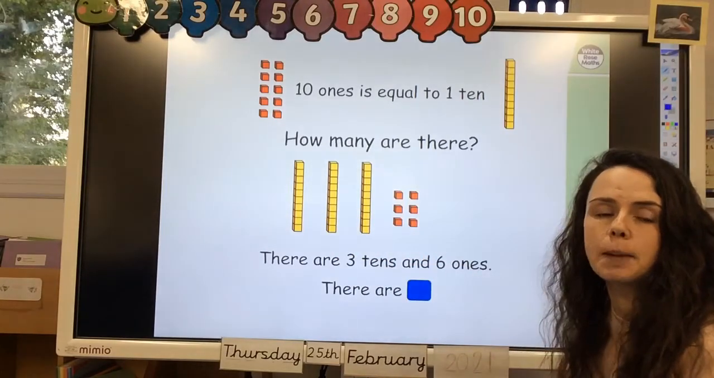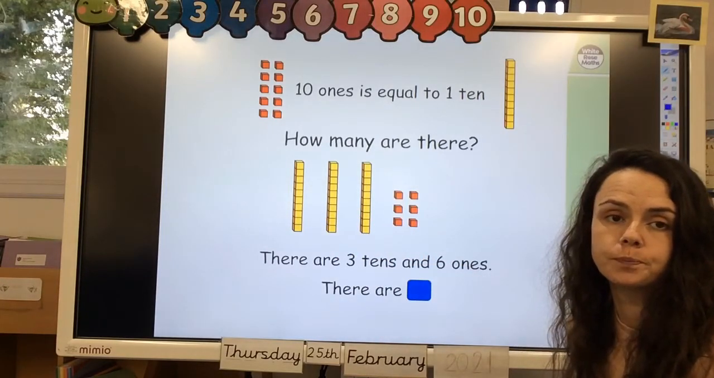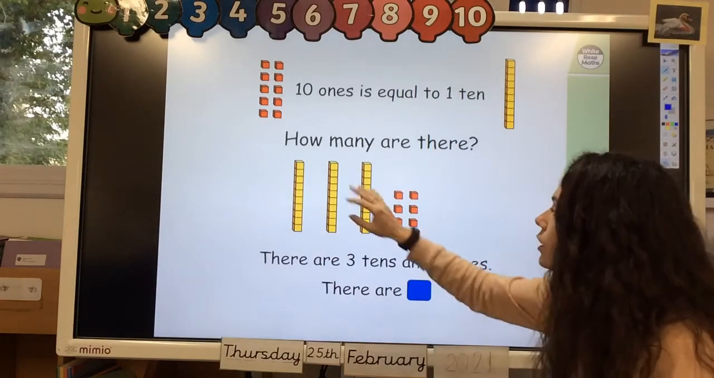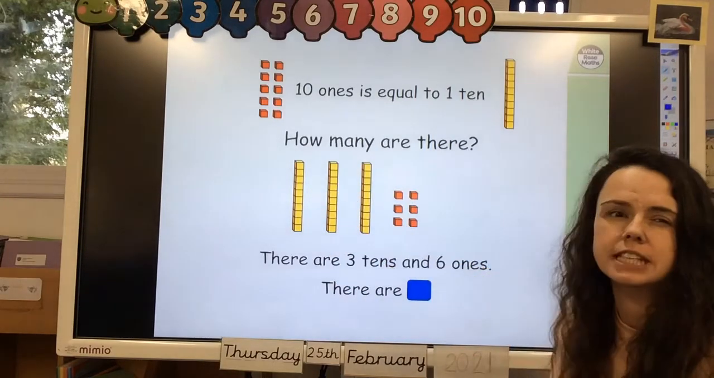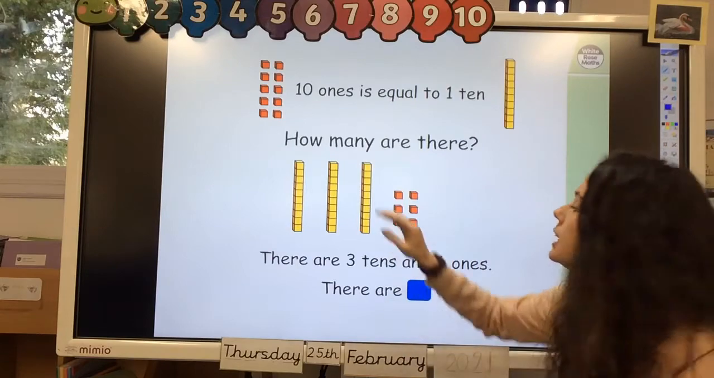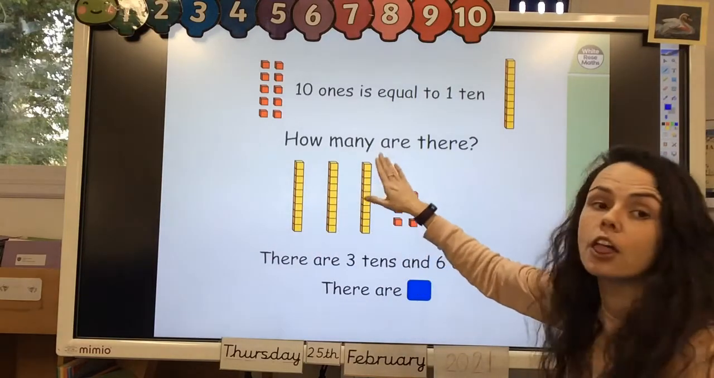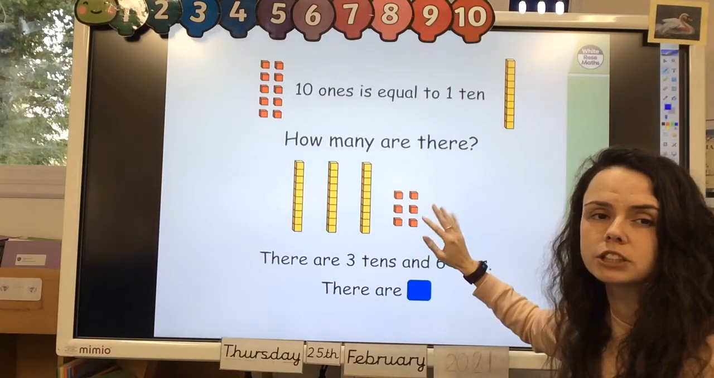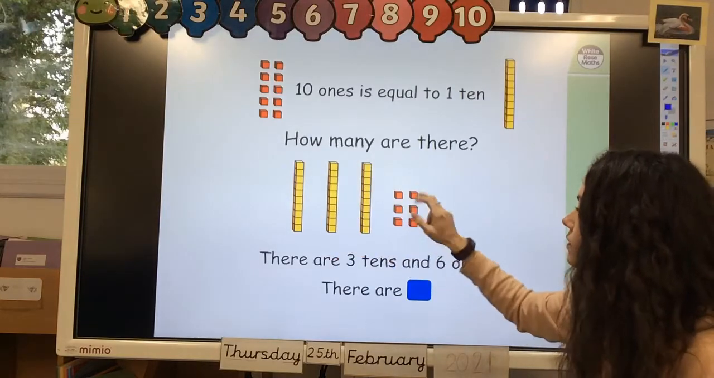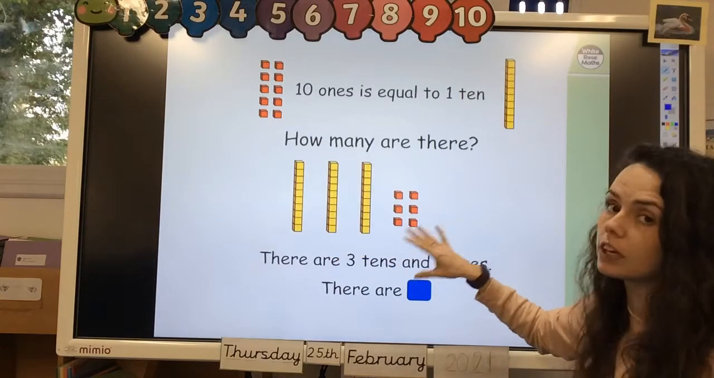3 tens and 6 ones. How many does that make in total? How do we put it all together? 3 tens. What does 3 tens make? 10, 20, 30. And we're adding on 6 ones, so 30, 31, 32, 33, 34, 35, 36.